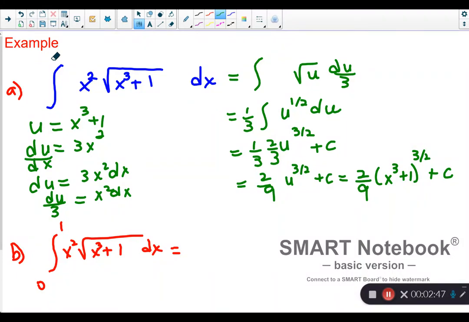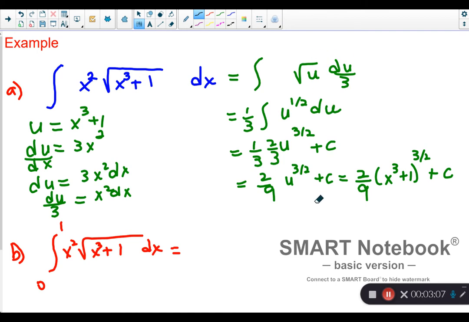And again, ideally stop the video, pause it as many times as you need to, see if you can figure out the next step before I write the next step down. And just to reiterate something, we're trying to go from an integral that has x's but a complex integral to something simpler that is easy to anti-differentiate or integrate.